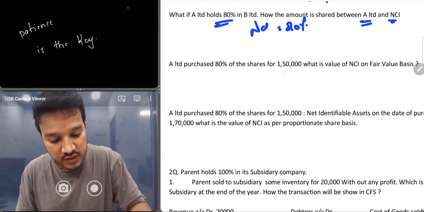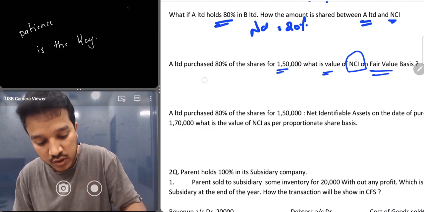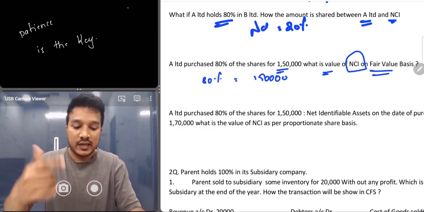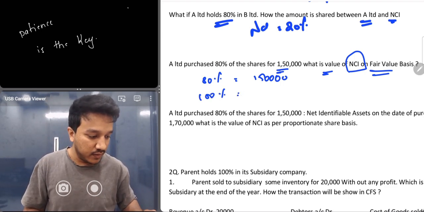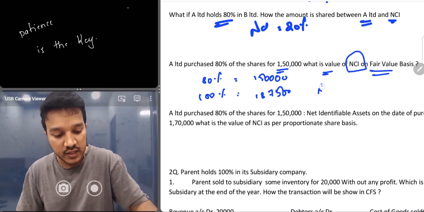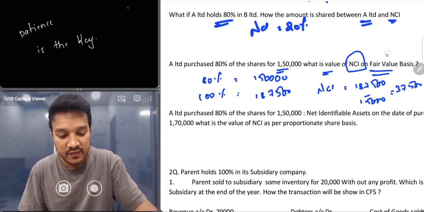A Limited purchased 80% of the shares for 1,50,000. He's asking us to calculate the value of non-controlling interest on a fair value basis. Here the given information is that 80% was bought for 1,50,000. So that's how you calculate the value for 100%: 1,50,000 divided by 80% gives you 1,87,500. That means the value of non-controlling interest is 1,87,500 minus 1,50,000. You're getting my point? That is 37,500, the value of non-controlling interest on a fair value basis.